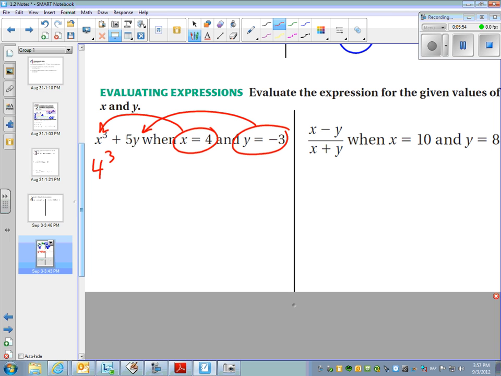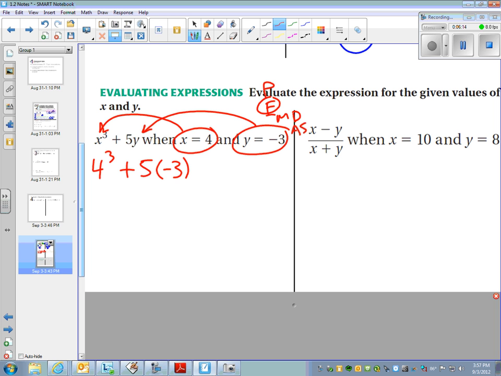I'm getting off track. 4 goes in for x's, so I did that there. Negative 3 goes in for y. Again, we think about please excuse my dear Aunt Sally. I got a little angle there, but you get the idea. Go in order. So we have exponents first. So we're going to do that first.